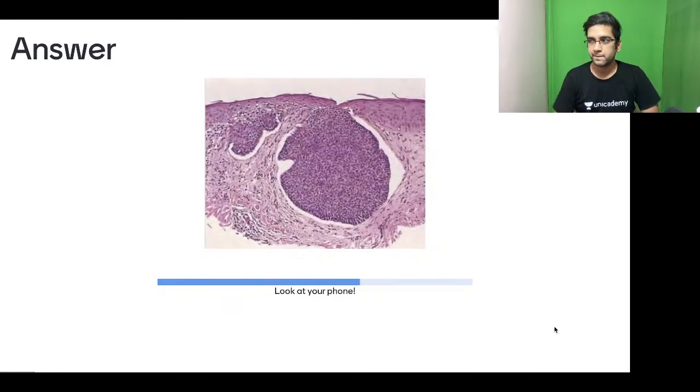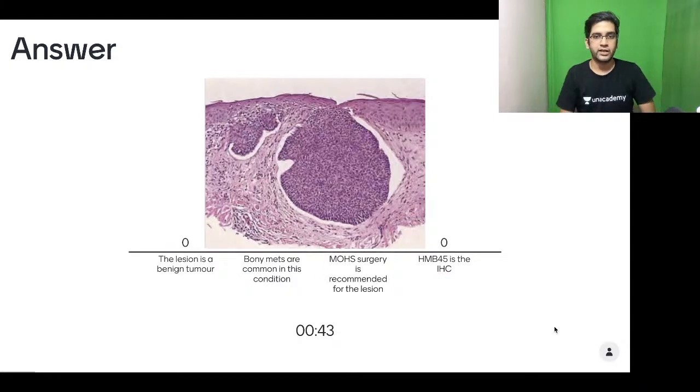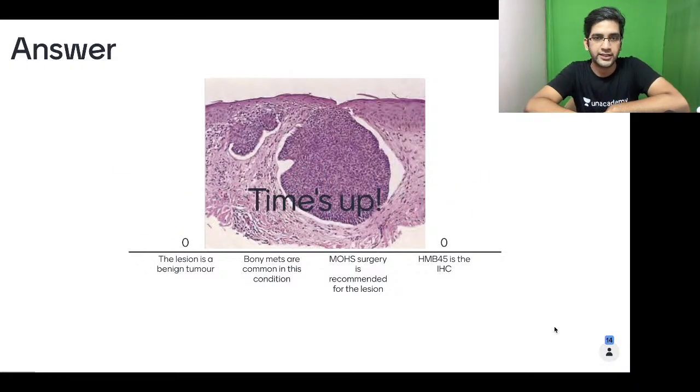This is the image and 4 options based on the image. Okay, the clue: this is a biopsy from a person who is 70 years old, a lesion on the face. We have 15 more seconds for it. Great, hope all of you have answered. Time's up, fine.